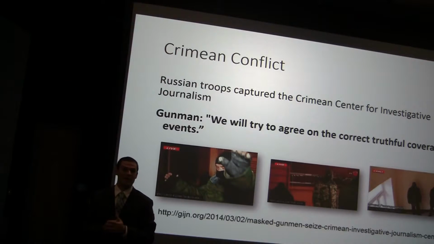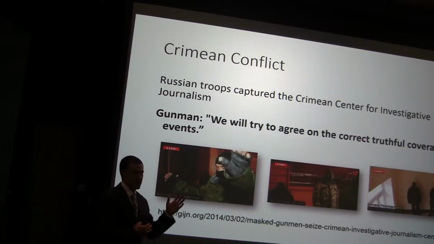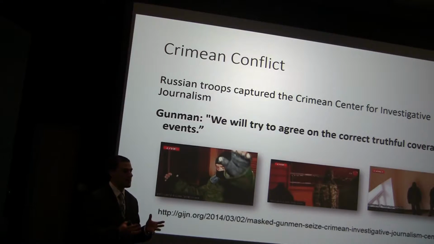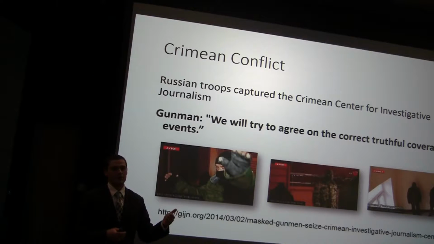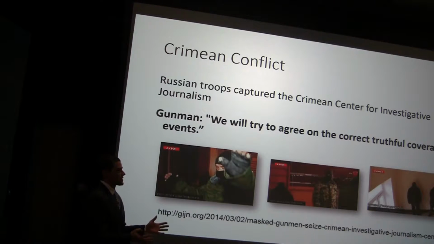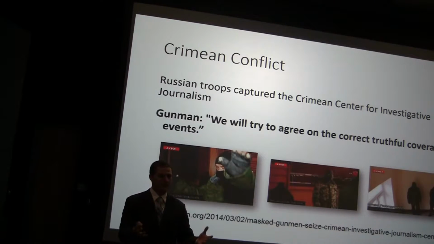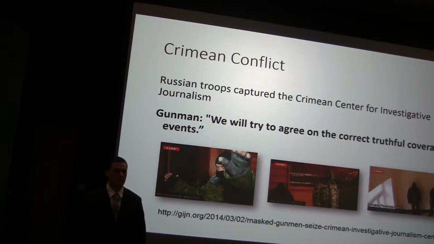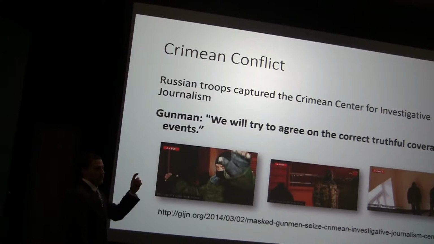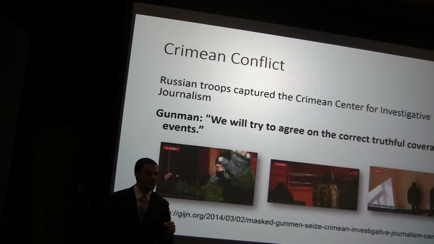the Crimean conflict example. And if everyone remembers, back in 2014, Russia invaded part of the Crimean region of the Ukraine and annexed it. And at the time, the Crimean Center for Investigative Journalism was publishing articles online on their website that painted the Russian invasion in a negative light. And the Russians decided they didn't like this. They sent a bunch of masked gunmen into the Crimean Center for Investigative Journalism to take down the servers and stop posting that content. And during that takeover, the gunmen are actually recorded on video as saying, "We will try and agree on the correct and truthful coverage of these events."